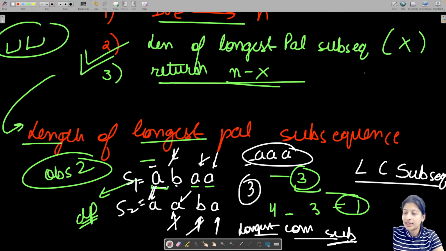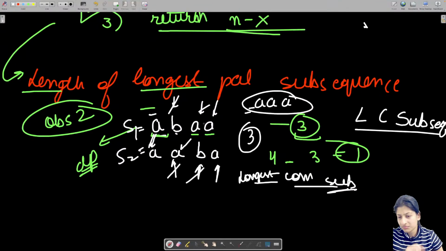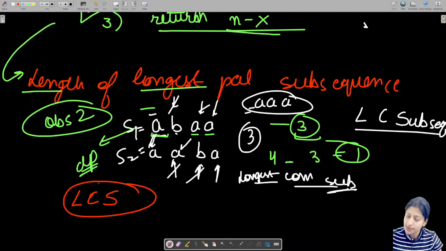Either you stay there and check from the other string if there is a match for the next index, and vice versa, right? So I'm not going into the details of LCS, because you can go through our past video in which we have discussed longest common subsequence, and you should remember how we did it.